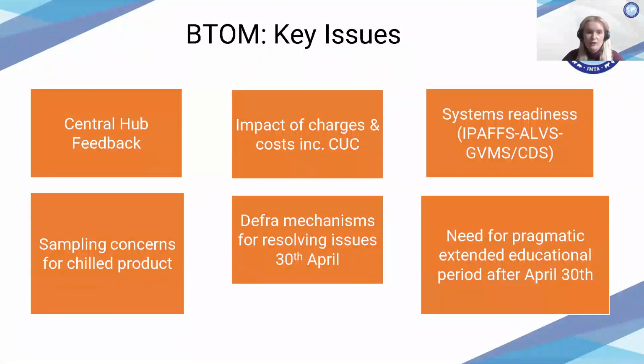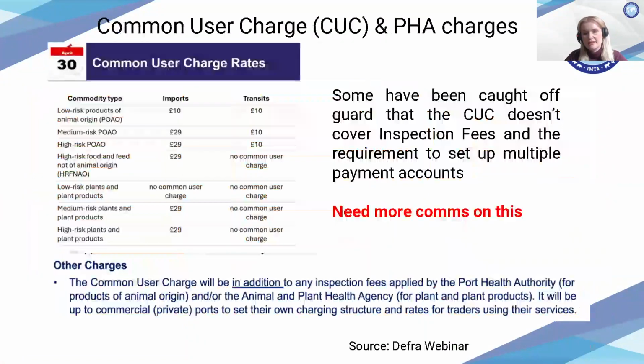because the last thing we want is for them to be put off trading with the UK and think, well, I'll just trade with the EU. I don't want to deal with all of the potential risks of trading with the UK market. And that would obviously have a really negative impact on our food security if that was the case. So I think we need some better comms on the pragmatism. And we need an extended educational approach to actually protect those relationships and protect food security. I will then come on to talking about the common user charge on the next slide.